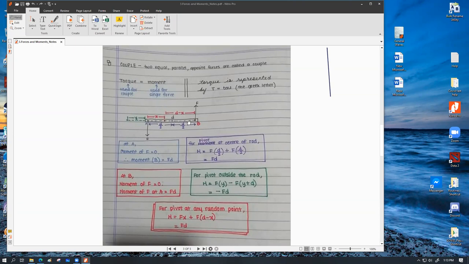How can you calculate the torque of a couple? Have a look. The torque of a couple will always be equal to one of these forces multiplied by the perpendicular distance between the two forces. The torque of a couple is always going to be one of these forces. We have two forces over here, F and F.